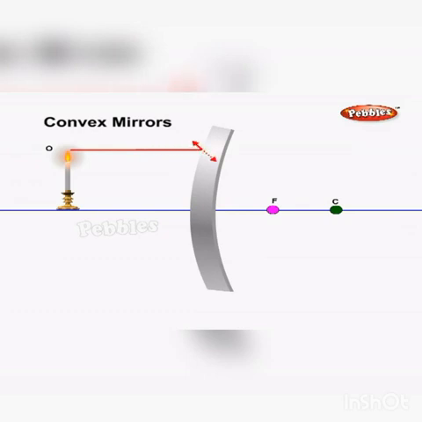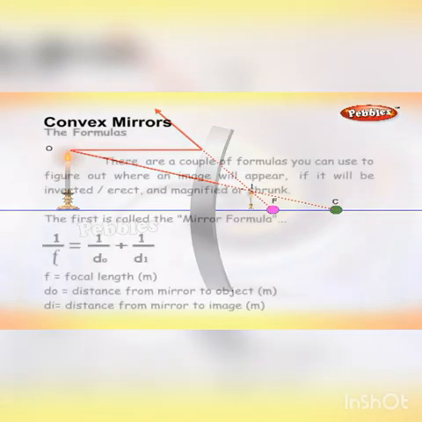Notice that there is now a place where the 2 dotted lines hit. This is where the image will appear. The image is virtual. It is erect and shrunken down a bit.